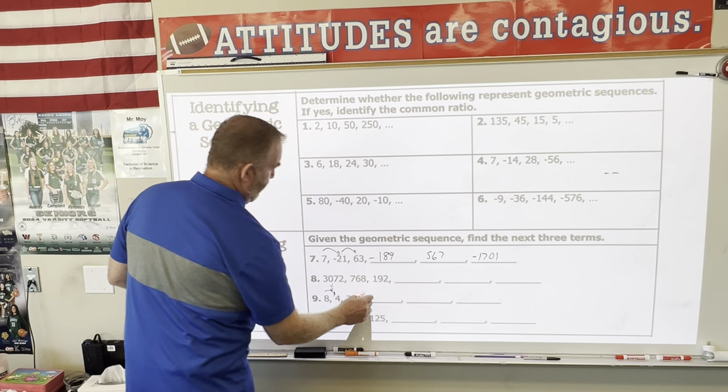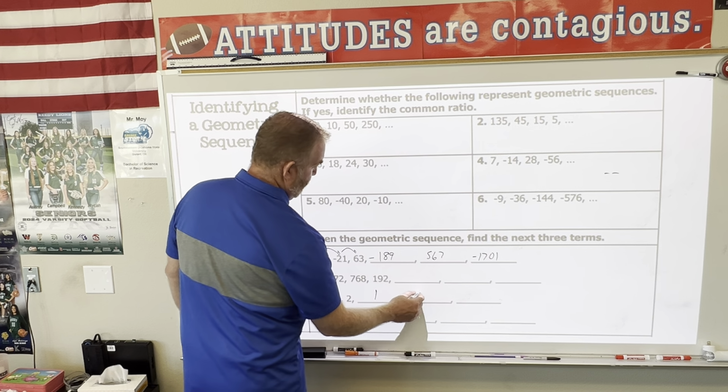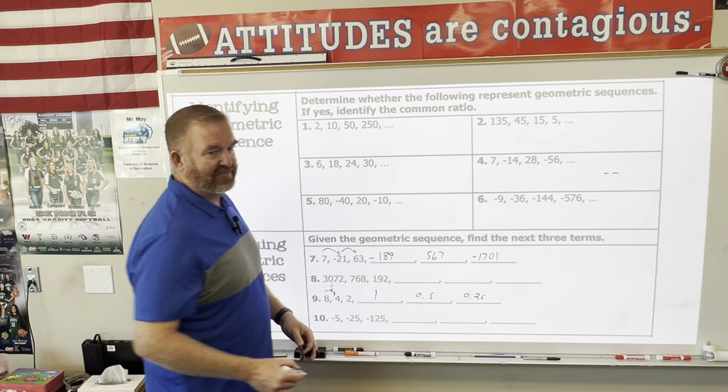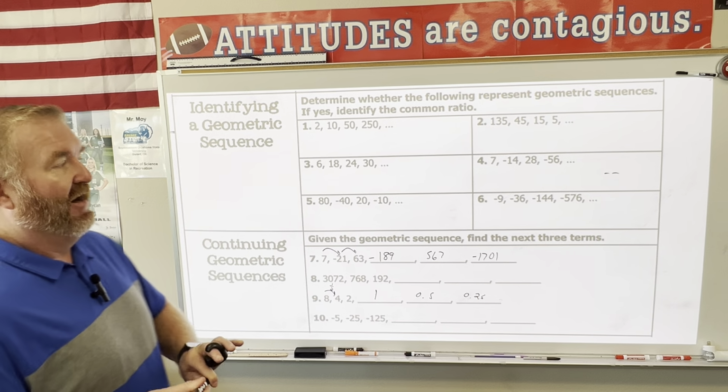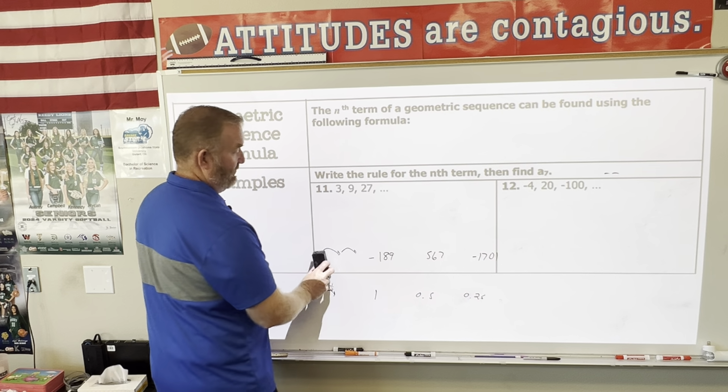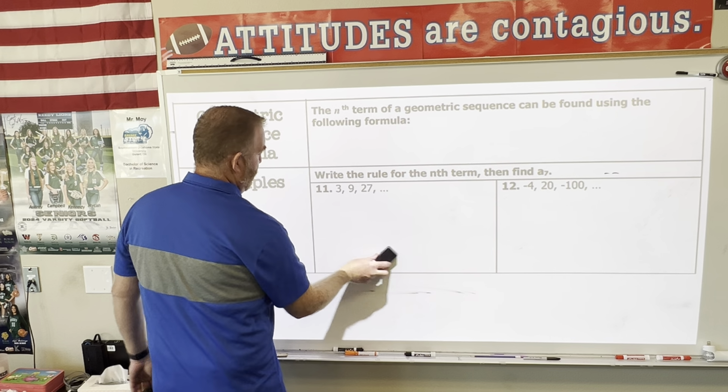All right, here we go. So we got 1, then we've got what? 0.5. Then we got what? 0.25. Okay, all right, good. You ready for the equation? Man, you were fired up today. I like it. All right, here we go.